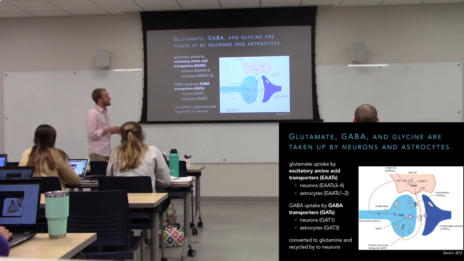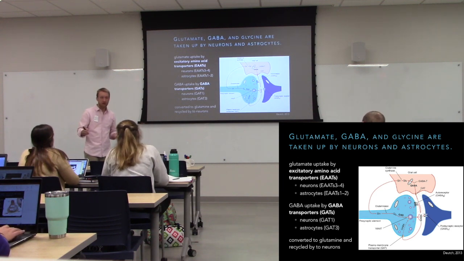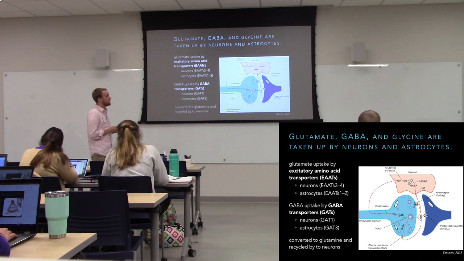If they're taken into an astrocyte, they need to be enzymatically converted to glutamine. Glutamate gets converted to glutamine directly. GABA is first converted to glutamate, then glutamine. Either way, whether it's GABA or glutamate, doesn't matter. We turn it into glutamine because this isn't a neurotransmitter, so we can spit this out.